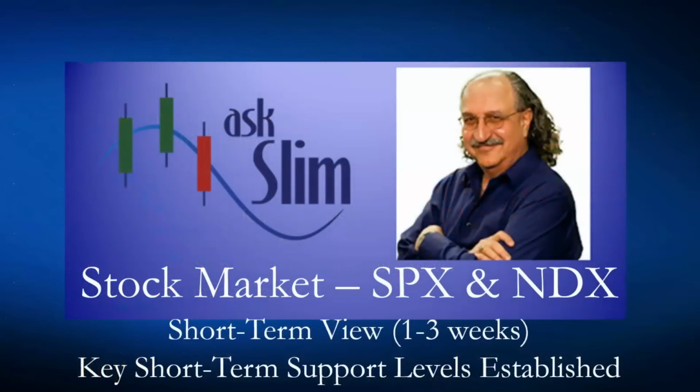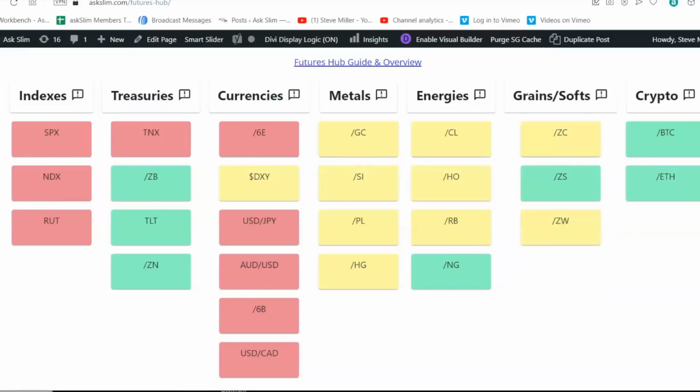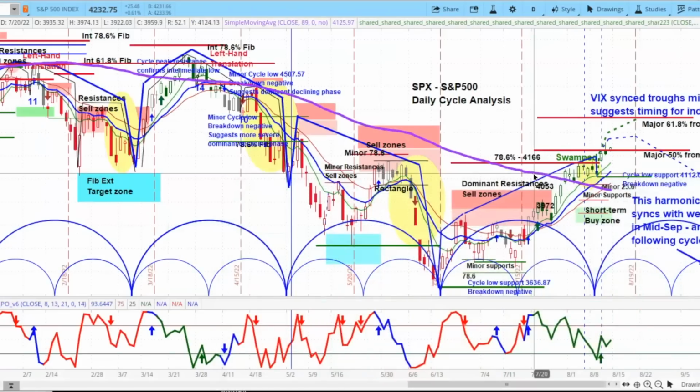All right, so this is the stock market analysis, and we're going to look at some key short-term support levels that have been established in here, looking at the S&P 500 and the Nasdaq. All right, so let's take a look here as we switch over, and we'll take the hub down also, and this is the S&P 500.